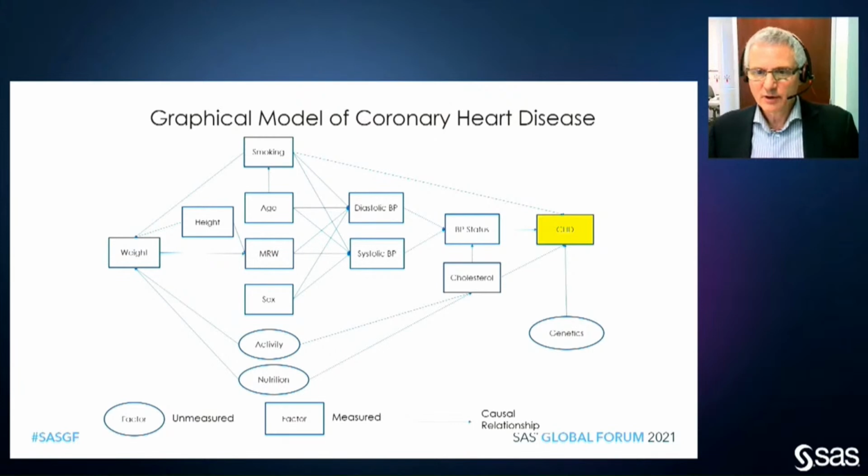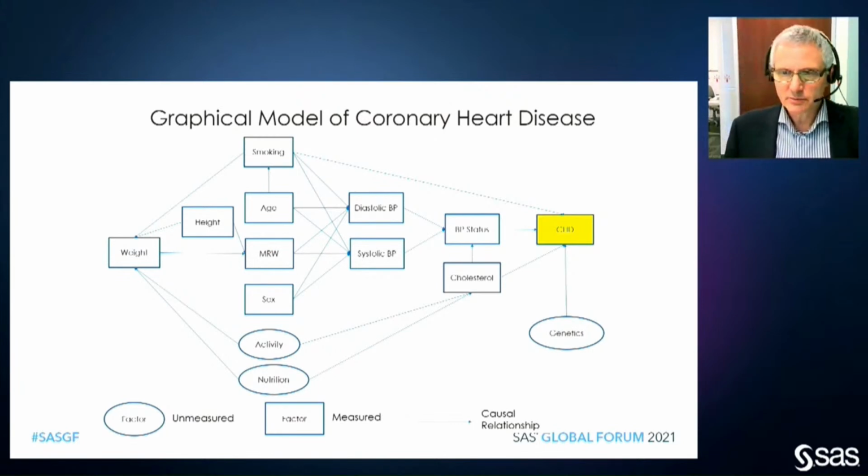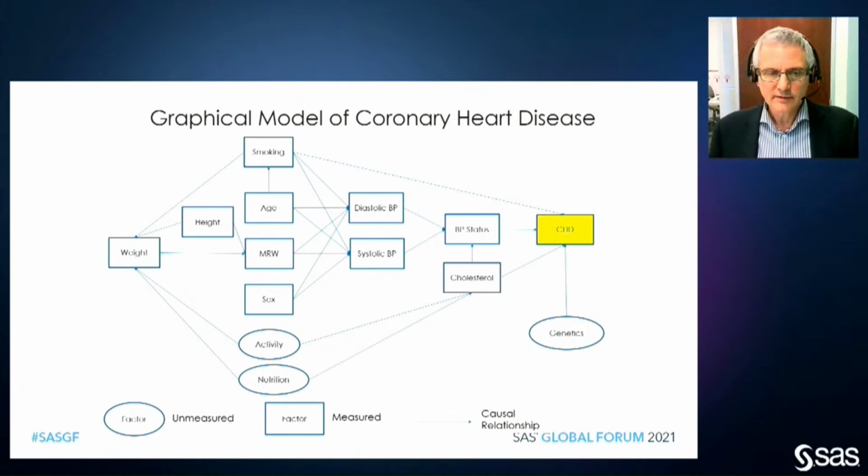Suppose the graph in this slide represents our belief of these relationships between the variables. And I have to, for full transparency, say this is my depiction. No subject matter experts were involved in this, so this is for illustration purposes. And suppose we're interested in estimating a causal relationship between assumed risk factors in coronary heart disease.